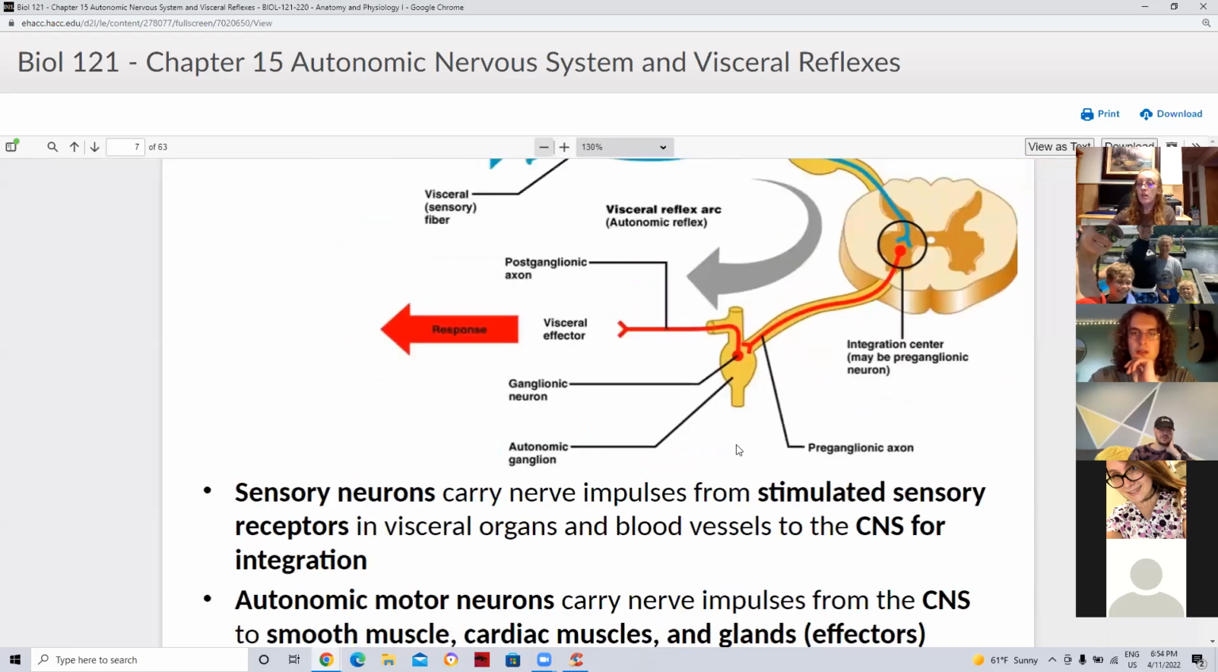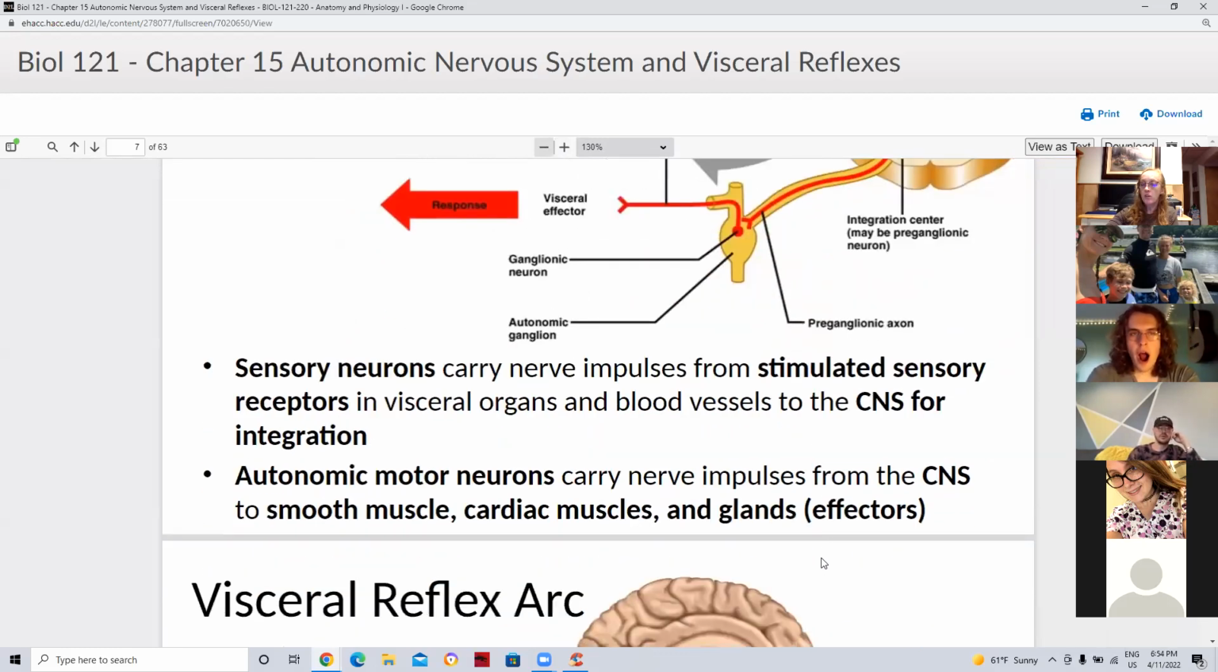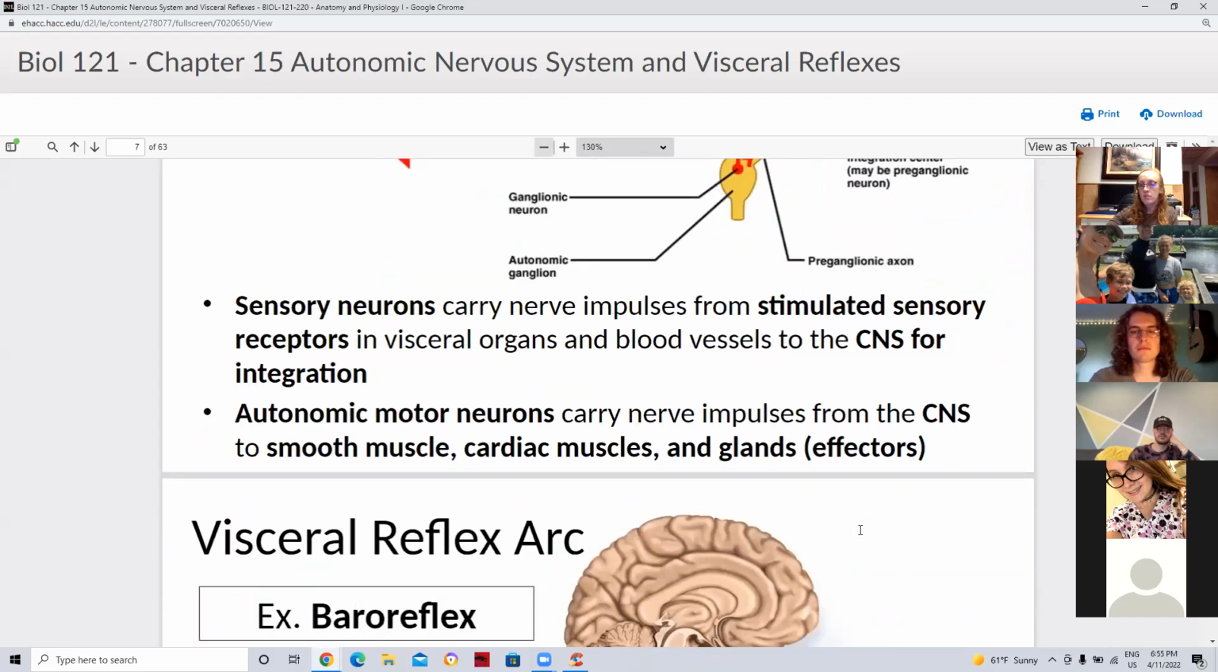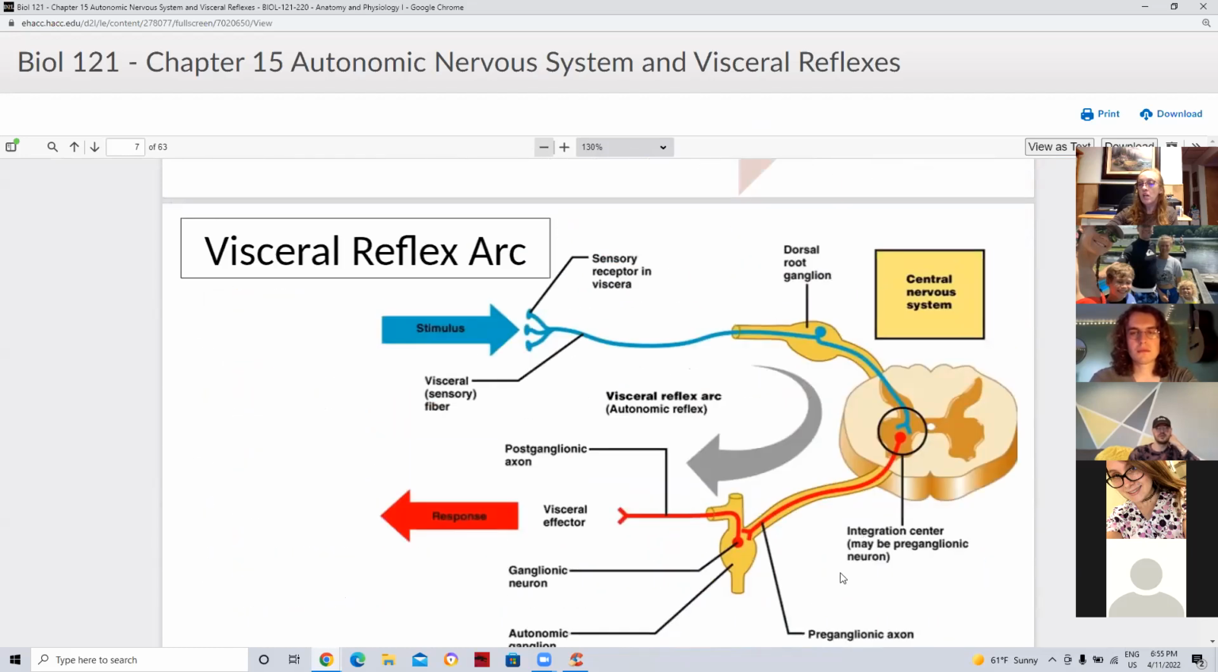Sensory neurons are going to carry nerve impulses from stimulated sensory receptors in blood vessels to the central nervous system for integration. Autonomic motor neurons are going to carry impulses from the central nervous system to the smooth muscle, glands, and cardiac muscle, aka effectors. The major difference from what you saw before is that rather than having a 1 neuron pathway all the way out to your effector, you now have 2.